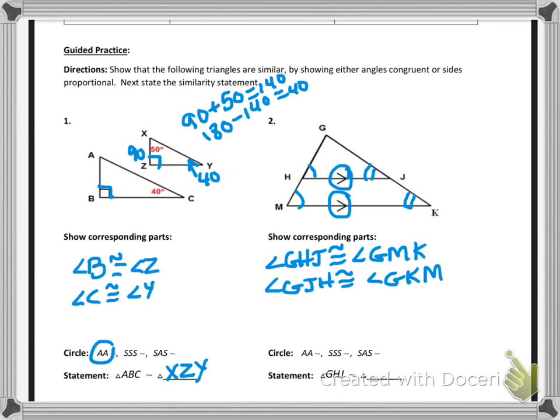Alright, so I've got two pairs of angles, that's all I need. So by angle, angle similarity, I can say that triangle GHJ is similar to triangle GMK.